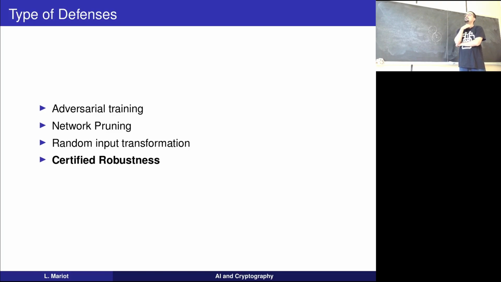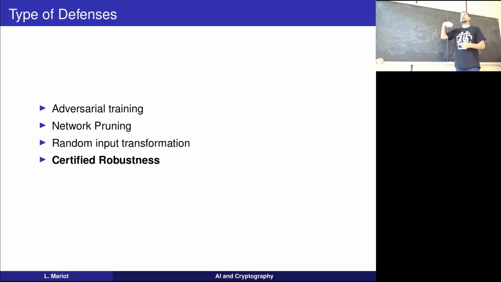The problem with all these first three approaches is that they are kind of empirical defenses. They can be used to defend from adversarial examples, but usually they do not give any theoretical guarantees that they will work over any possible kind of adversarial examples under specific assumptions. So usually it is something empirical.